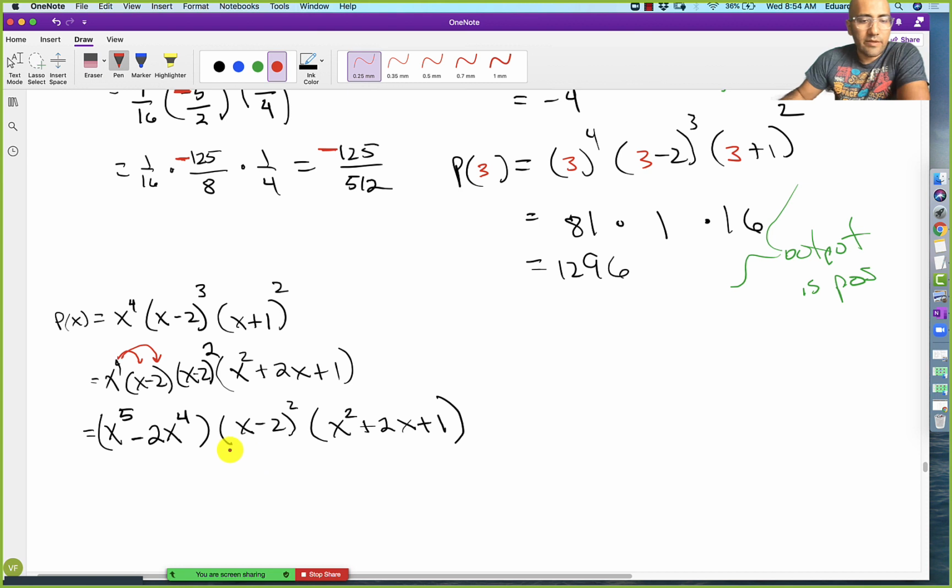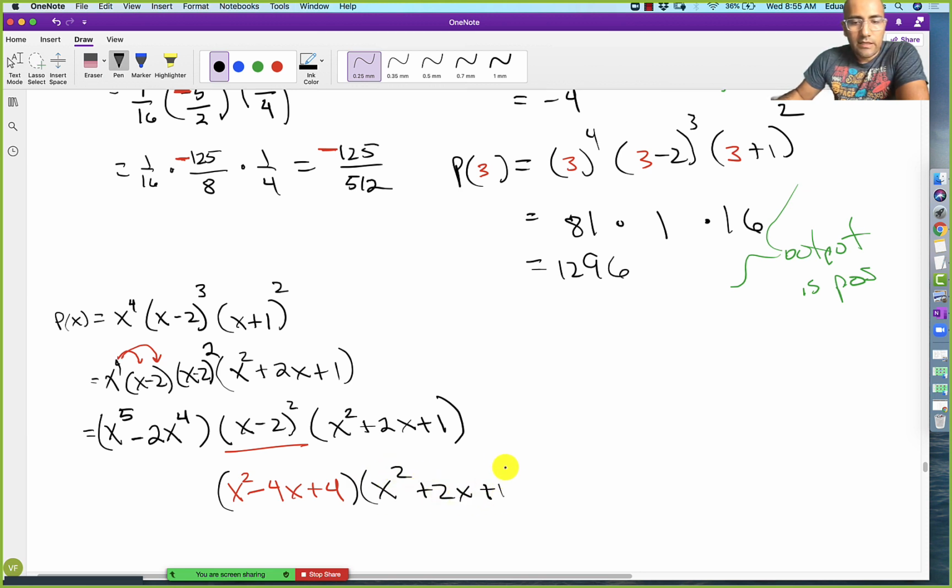That one's not going to be difficult either. This guy by itself is x squared minus 4x plus 4. Right, that's this thing. Don't worry, we're not going to FOIL out the entire thing. I just want to see what the leading term is. And the leading term only cares about the biggest degree. So we'll end up with these guys.